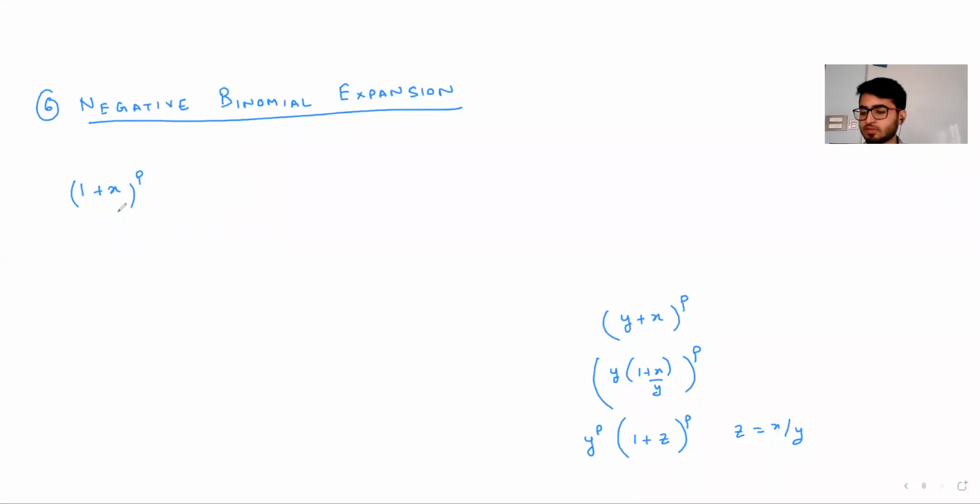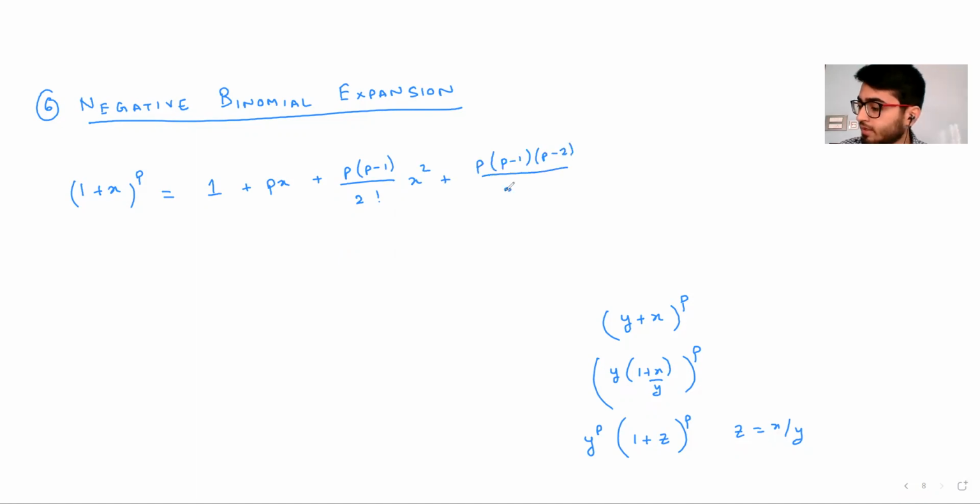So that's why the result being quoted is in this form only, 1 plus x whole to the power p. And this is nothing but 1 plus px plus p into p minus 1 by 2 factorial x square plus p into p minus 1 into p minus 2 by 3 factorial x cube, and so on. Another way of writing this, let's just leave it like this for the time being.